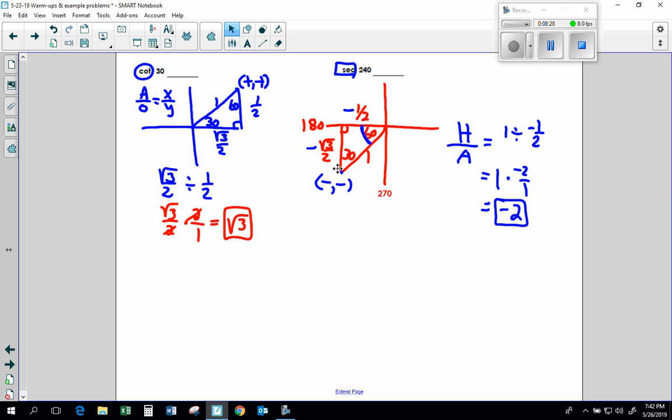Since we're in quadrant 3, if we plot any point in quadrant 3, such as right here, it's going to be a negative and a negative. So I go up here and put negatives on both the x and the y. Now our triangle is complete with what our numbers are.